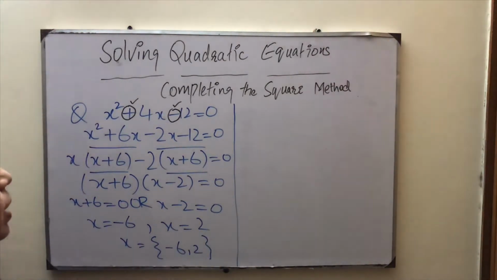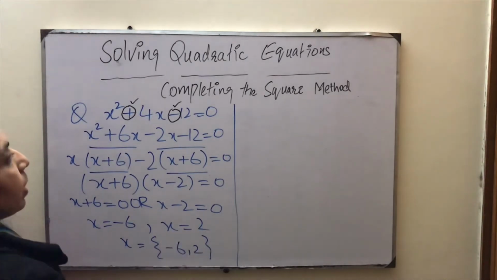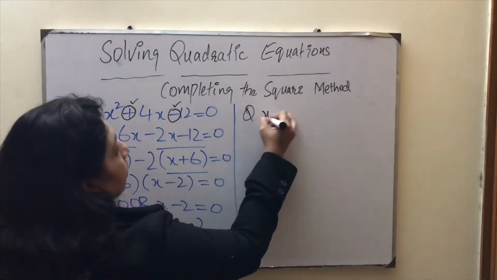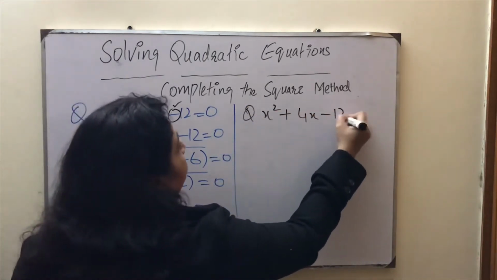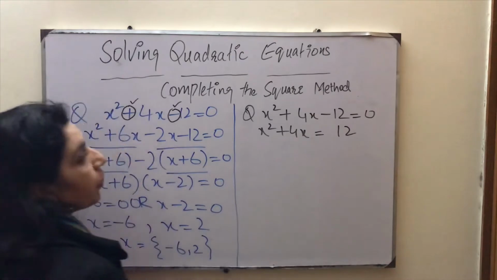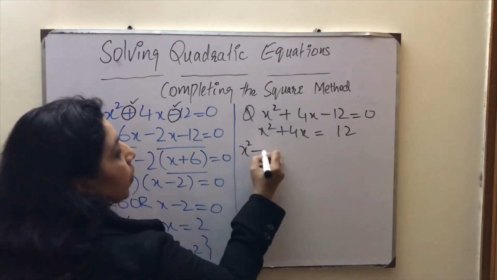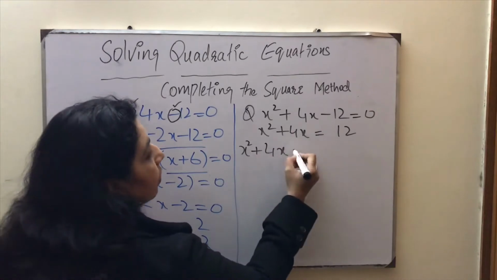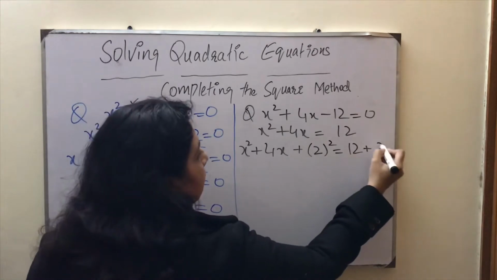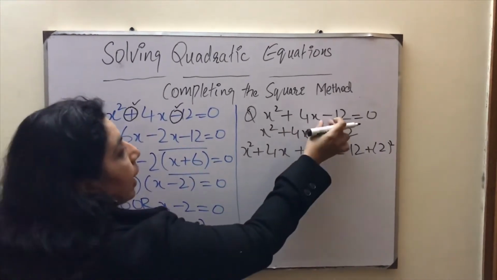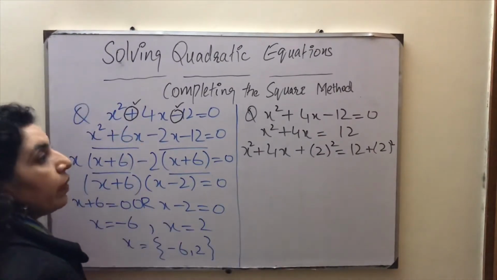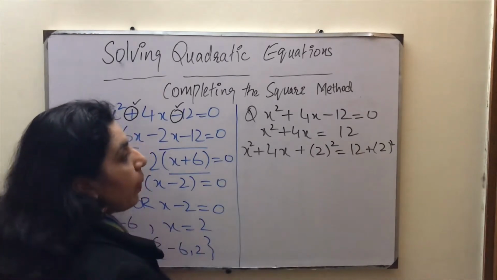Okay, if I apply the completing the square method on the same question, what I will do, first of all, I shall take this minus 12 to the other side and it will be positive 12. Now I have to add the square of the half of this term on both sides. I repeat, first I shall take minus 12, the constant term, on the other side. If it is negative here, on the other side it will be positive. If it is positive here, on the other side it will be negative.